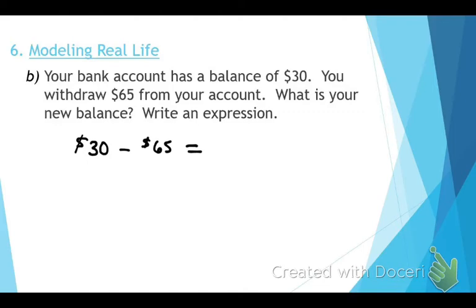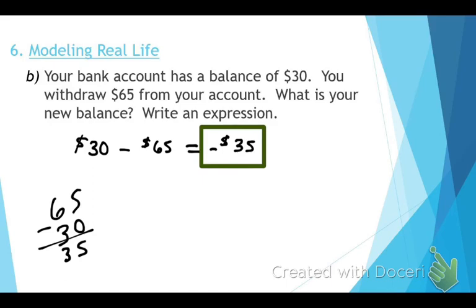Guys, is that same sign or different sign? Different sign, subtract and take. So 65 minus 30 equals 35. So your answer is, because you took the sign of the larger number, negative $35.